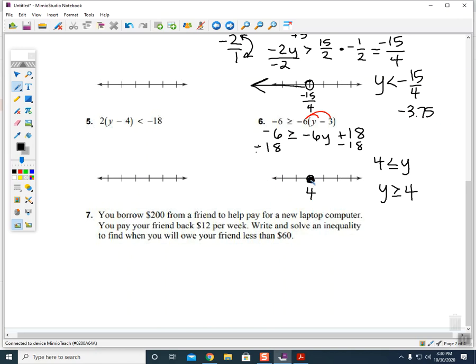A lot of students would want to look at this and say, well, it's less than, so this is going to go this direction. But that's not true. That's not what we want. This is no good, because y is actually greater than or equal to 4. So we would want to point it to the left, but that's not what our inequality is saying. Our inequality is saying that y is greater than or equal to 4. So I need my arrow to go the other direction. Okay, so just pay attention to that.